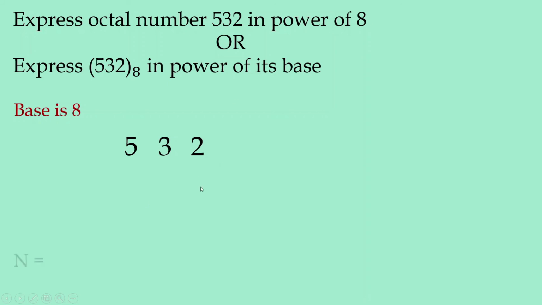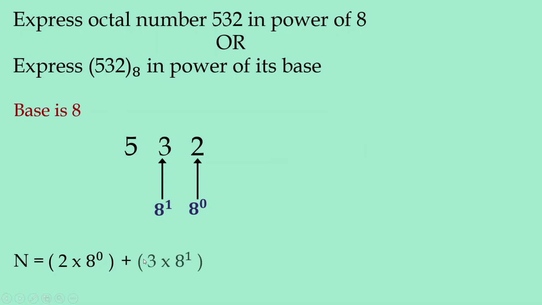So the weight of 2 will be 8 raised to 0. So we will write it down as 2 into 8 raised to 0 plus 3 into 8 raised to 1. Then the weight of the 5 will be 8 square. So again we will sum it with the previous one, plus 5 into 8 square. So this is how you express an octal number in power of its base. So it is not always necessary that you will get the values in a radix point format, like 532.86. You can also get values which are only before the radix point.